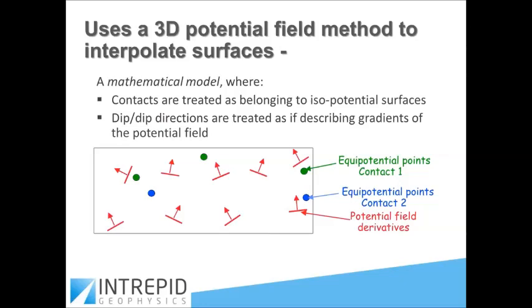And so now perhaps the most unique and fundamental of the features of GeoModeller is the way that the implicit surfaces are built. And so it's done by a mathematical model, and we use primary geological data. So contacts are treated as belonging to isopotential surfaces, and dip and dip directions are treated as if they're describing the gradient or the field lines of a potential field.